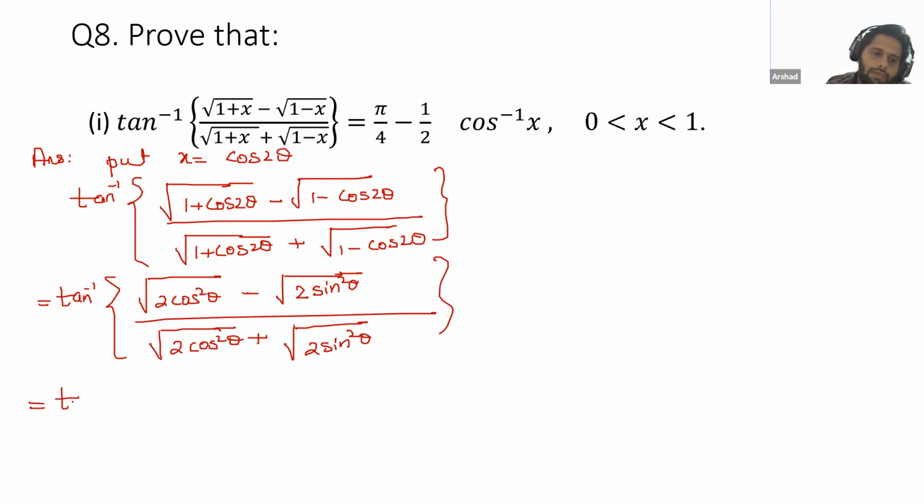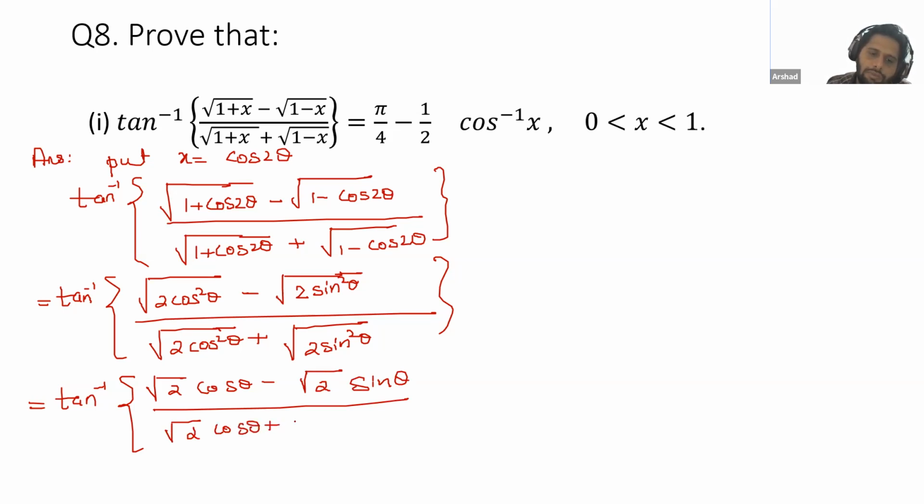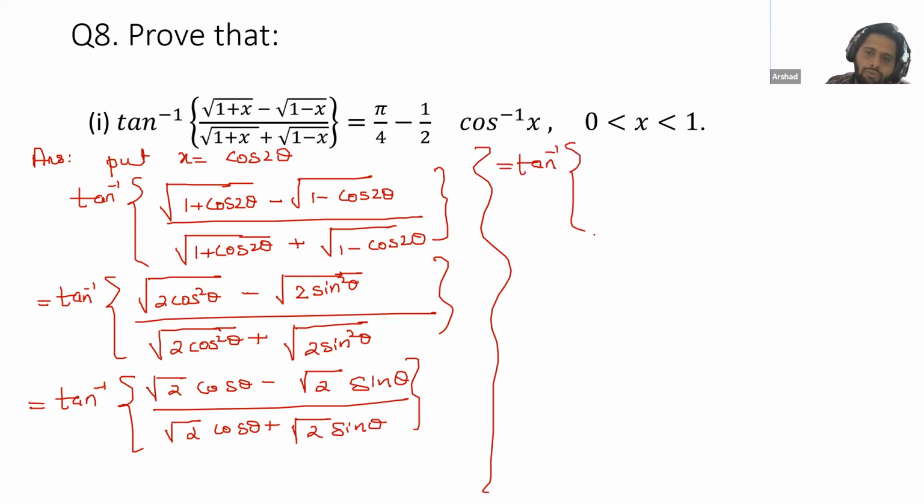This is equal to tan inverse. Here we have under root 2 cos theta minus under root 2 sin theta, and here we have under root 2 cos theta plus under root 2 sin theta. So from this you will get what? I will write here. This is equal to tan inverse. Root 2 will get cancelled out. So finally you will get cos theta minus sin theta by cos theta plus sin theta.